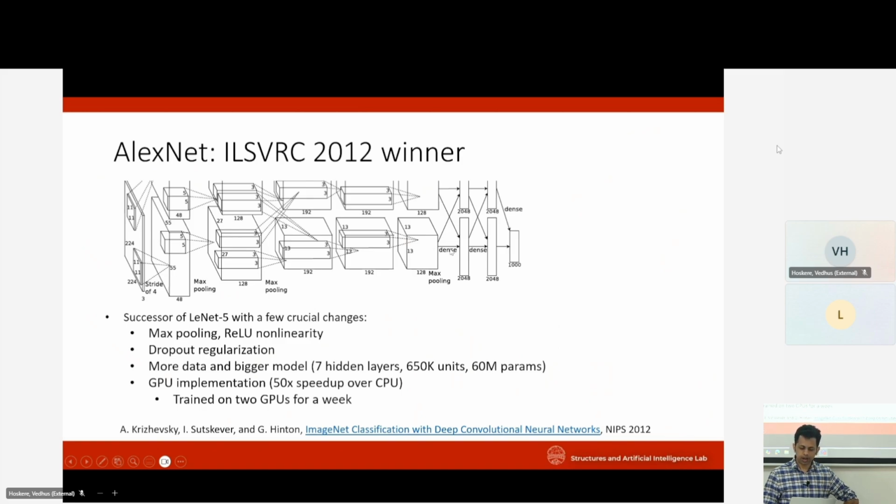And at the end, you have these dense layers, which are fully connected layers, right? So it's a full matrix multiplication, and that goes from 128 by 13 by 13. You can find out what that is, to 2048. And then 2048 to again 2048, and then 2048 to 1000. Why 1000? Because this data set has 1000 classes.